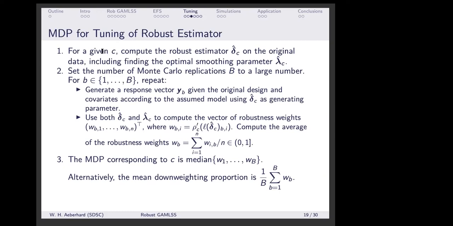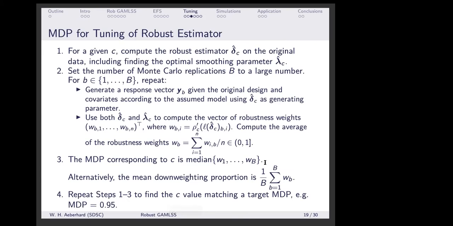So to be clear, you started from a value of C, and the output you get here is this median downweighting proportion. Then the recipe is to repeat these 3 steps and move the value of C until you reach an MDP, which is some kind of target value. For instance, you would like your MDP to be 0.95. Okay, so you will do some trial and error to find the C that gives you an MDP of 0.95, for instance. So this is really based on heuristics.